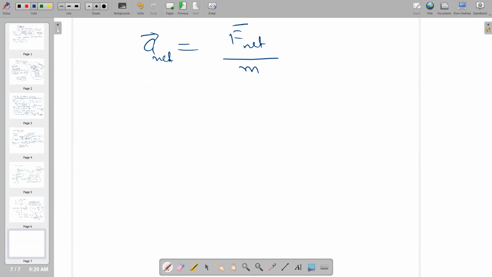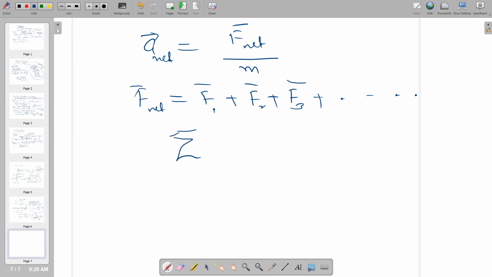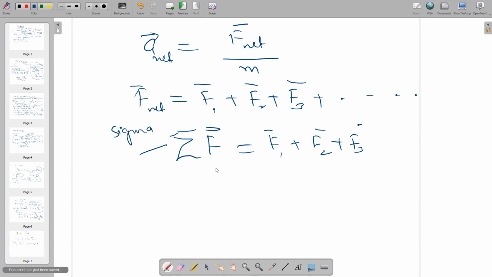So you can write it in vector form. Here, again I am writing that net force is equal to F1 plus F2 plus F3 and so on. So this is called net force, the sum of forces. Normally we define it in sigma notation. This sigma means F1 plus F2 plus F3, like this one. This is the proper definition of sigma, and sigma means summation.